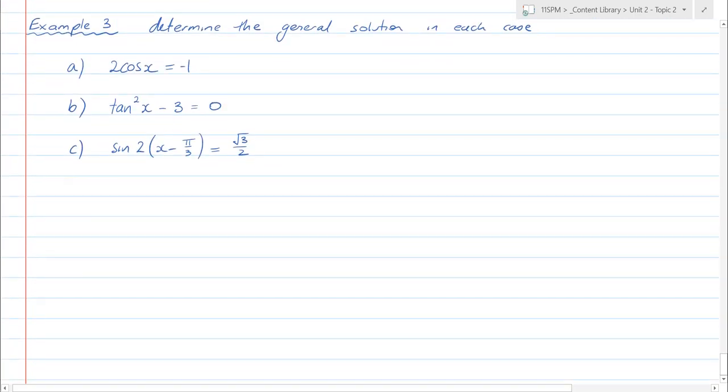And here's example 3. Harvey, time? 8 minutes. Left? 7 minutes left.